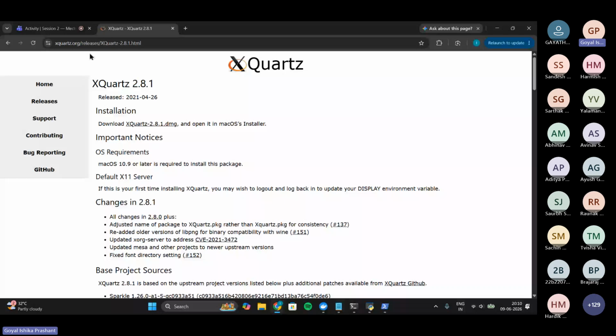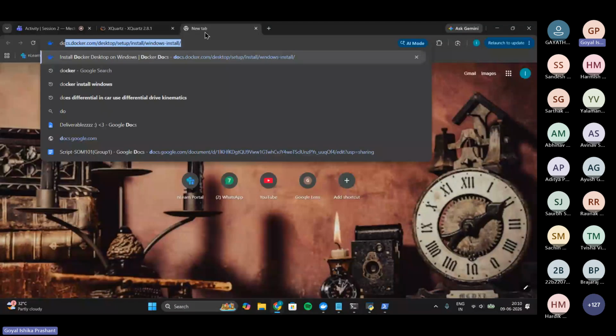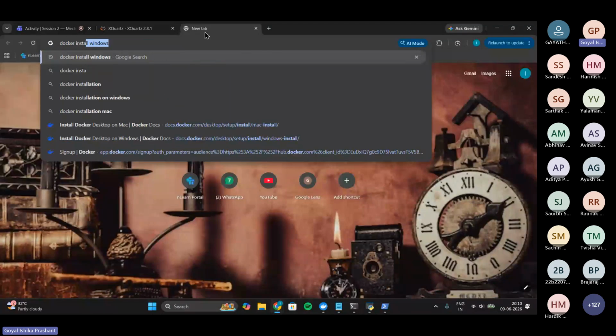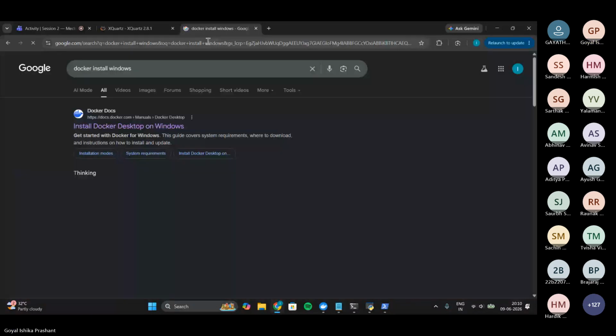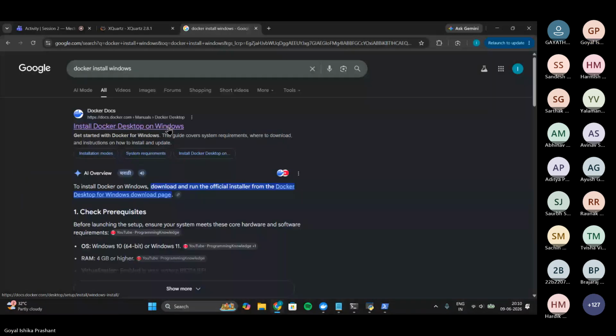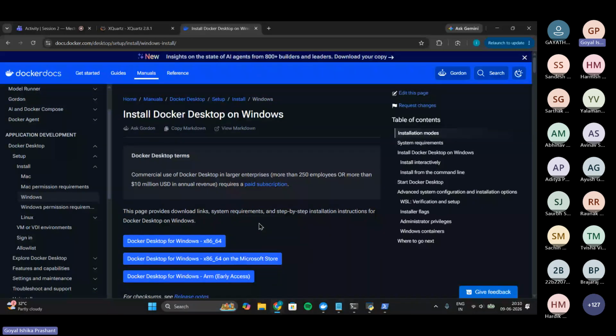Okay, so now let's get to installing Docker. So just type in Docker install, and depending on if you're using Windows or Mac, type that in next. So I'll show what to be done for Windows. Then click on the first link and then click on the first option that you see, Docker Desktop for Windows x86-64. Mac users also do the same. Click on the first option that you find.